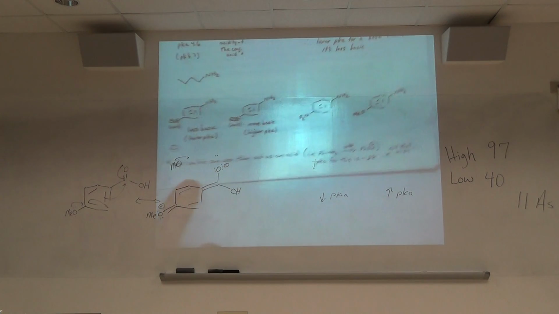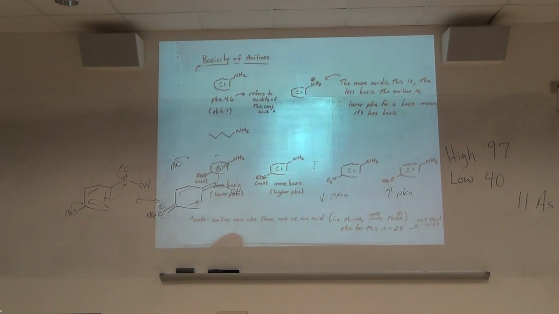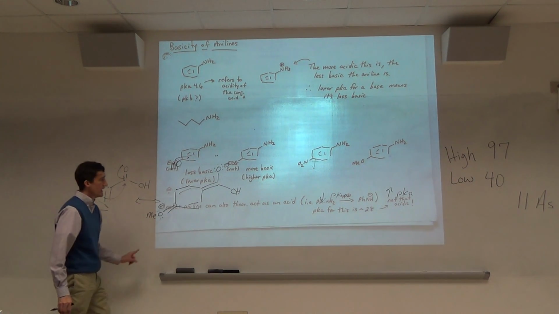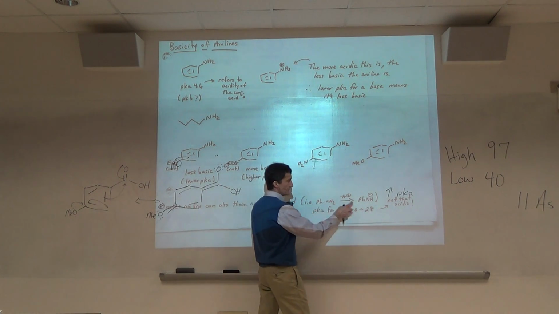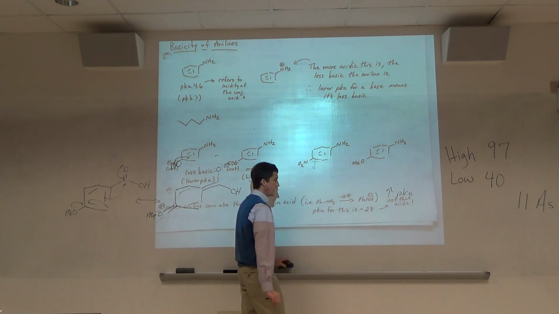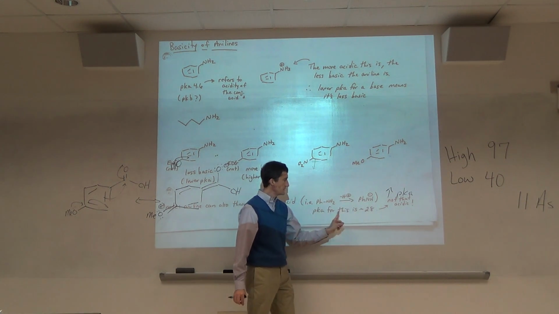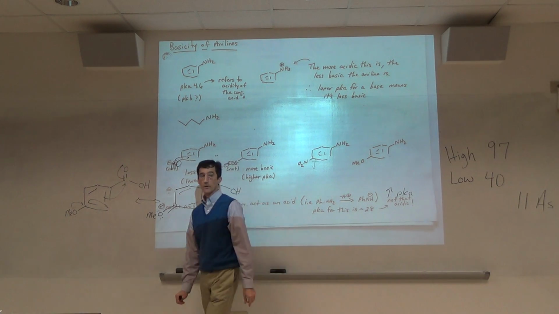Okay, now at the very bottom, aniline can also act as an acid. I mean, it's not an acid, but anything can act as an acid. That is, it can give up an H and become that minus. If you're looking at that reaction, or this equilibrium, that equilibrium has a pK of about 30, 28 to 30. Okay?